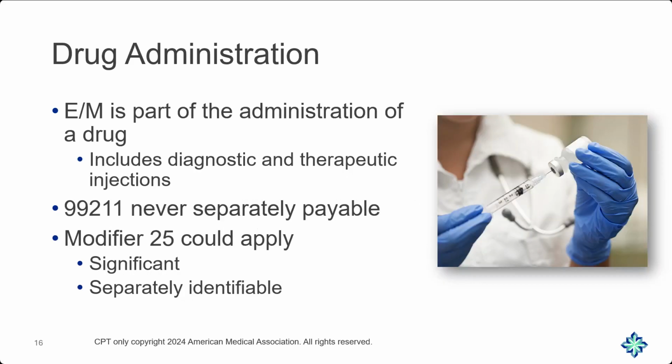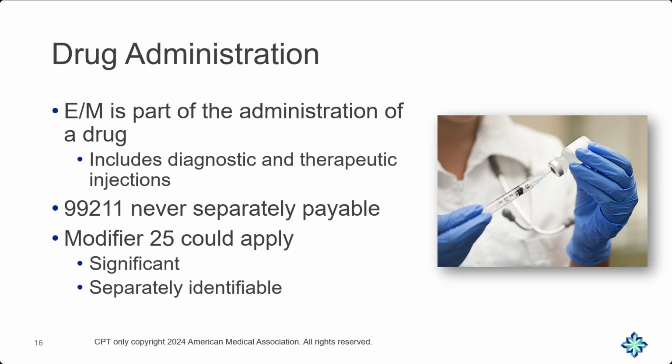We do see some questions come up often with the administration of a drug. So for the most part, an E&M is going to be part of the administration of that drug, and that's going to include both diagnostic and therapeutic drugs. If your clinical staff is administering that drug, you're not going to be able to also bill the 99211. That's not separately payable because that's all included in that E&M.